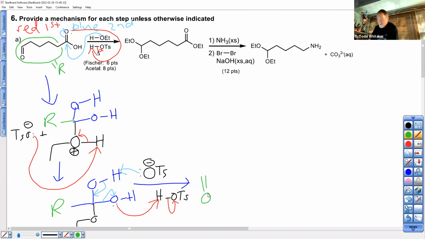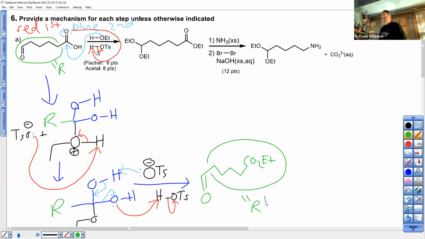Looks like 1, 2, 3, 4, 5. 1, 2, 3, 4 CH2s. 1, 2, 3, 4 CH2s. Then CO2Et. We just made the CO2Et. Let's do an R prime out here. R prime. And now we have to protonate this carbonyl to make it more attractive towards ethanol in the formation of the acetal.